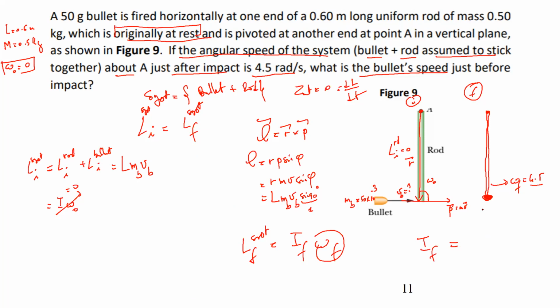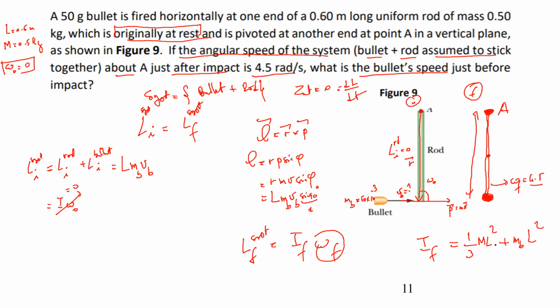I final is simple. I have a rod. So I final will be I of the rod, but the axis is not passing through the middle, it's passing through the edge, parallel axis theorem. So it will be 1/3 of ml squared. But I also have to add the moment of inertia of this particle-like object, which is fixed at the end. So I'll have mass of the bullet multiplied by L squared because it's at a distance L from my axis of rotation, which is here at A.